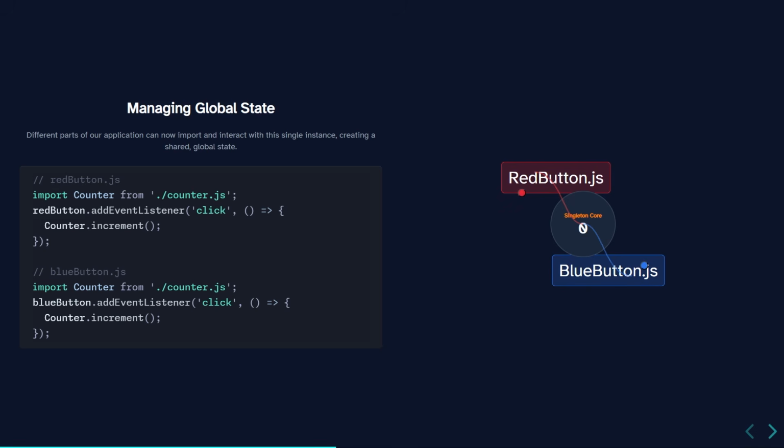Now watch what happens when they interact with it. The red button's event handler calls increment. The value on the single shared instance goes up. Now the blue button calls increment. The counter doesn't start over. It continues from where the red button left off, because they are both modifying the exact same object. This is shared state in action.